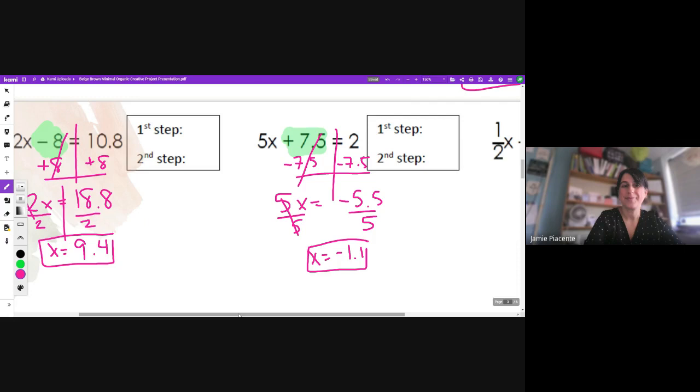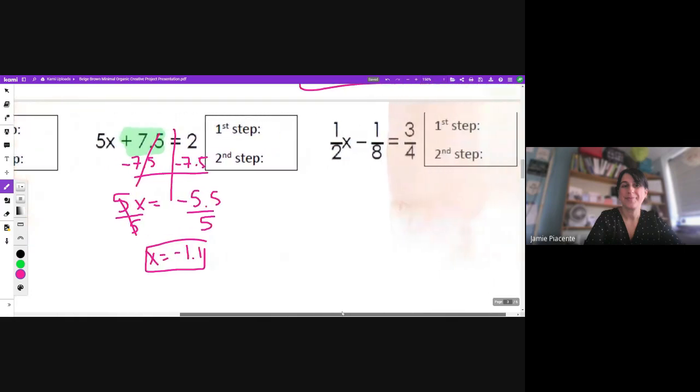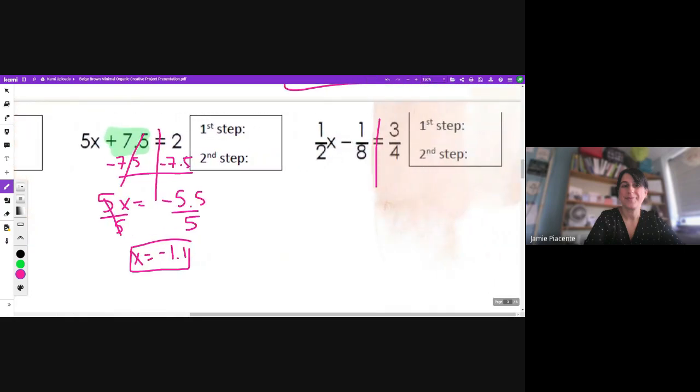Okay, let's look at our next example. We have some fractions here, so let's draw our line. Okay, for this one, we have 1/2 x minus 1/8. Well, we're not using the 1/2 yet because it's touching the x, so we're going to mess around with this minus 1/8. How do you get rid of a minus 1/8? We add 1/8. So plus 1/8 to both sides. I'm left with a 1/2 x equals, and in my calculator, I'm going to do 3/4 plus 1/8. So 3/4 plus 1/8, and I get 7/8.